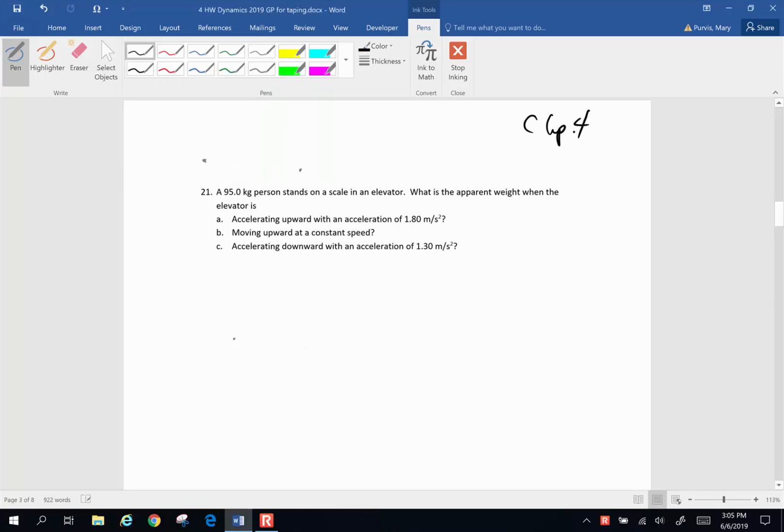Here goes. A 65 kilogram person stands on a scale in an elevator. What is the apparent weight when the elevator is accelerating upward, moving at a constant speed, and accelerating downward?